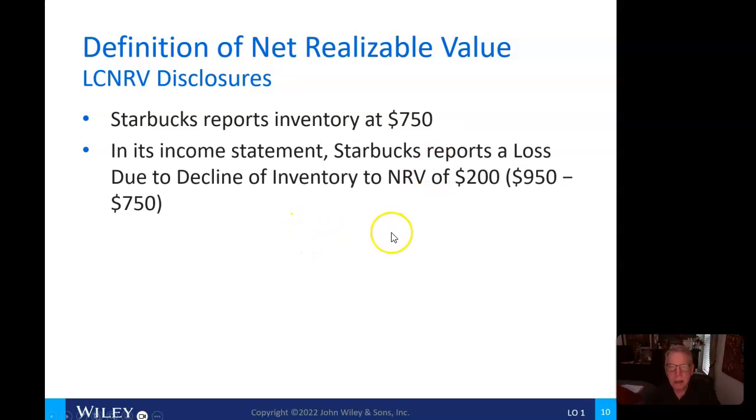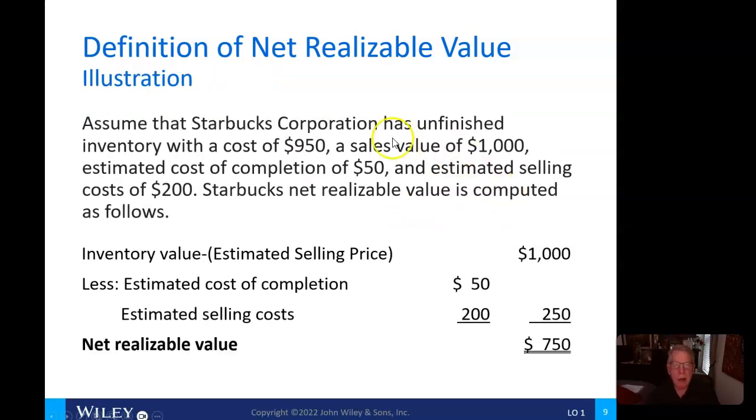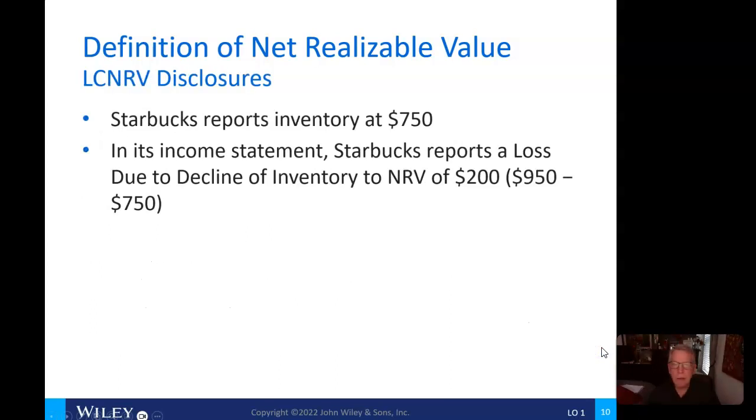That means that in its income statement, Starbucks reports a loss due to the decline of inventory to net realizable value of $200. That calculation, let me go back. Here's the $950 cost. Here's the net realizable value, a difference of $200.